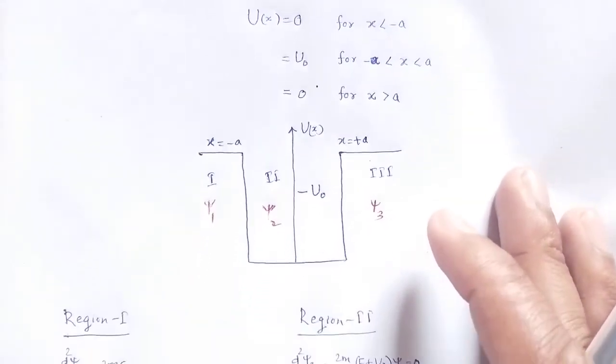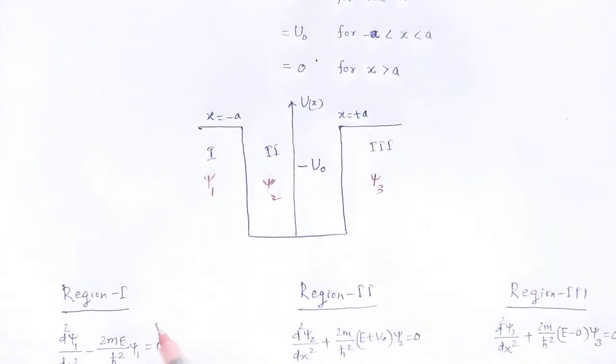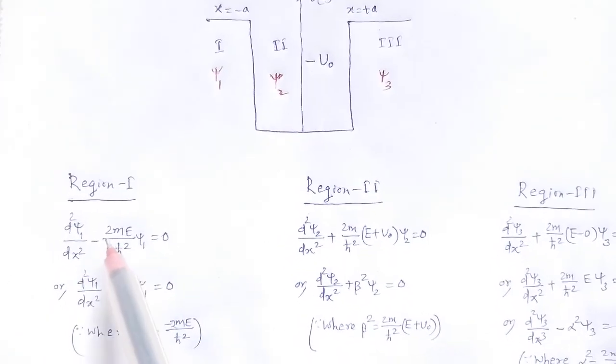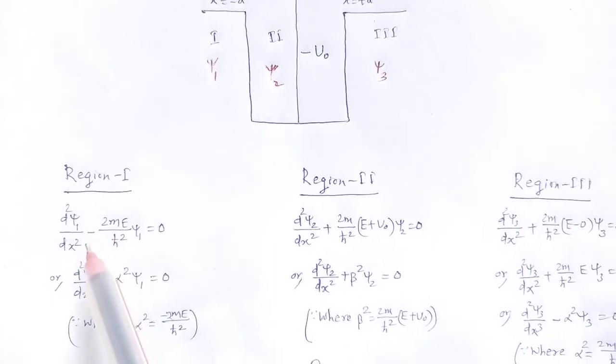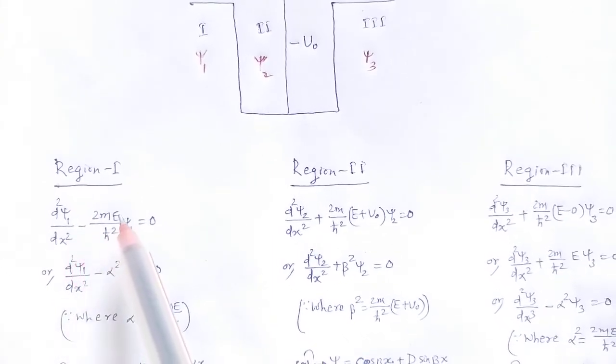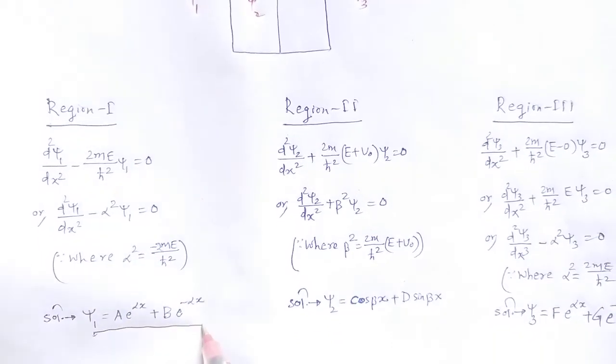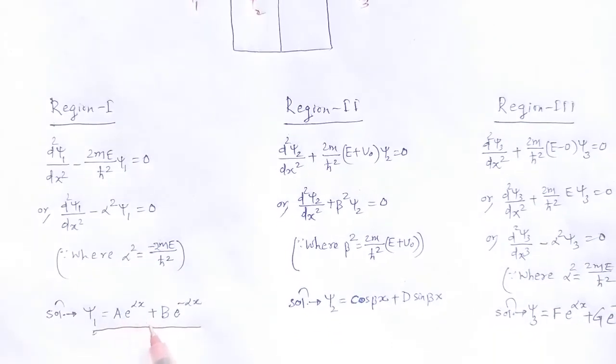So in region 1 we use the time independent Schrodinger equation, that is d square psi 1 by dx square minus 2mE divided by h cross square psi 1 is equal to 0. We treat this as a constant, alpha square, and our solution is psi 1 is equal to A e to the power alpha x plus B e to the power minus alpha x.